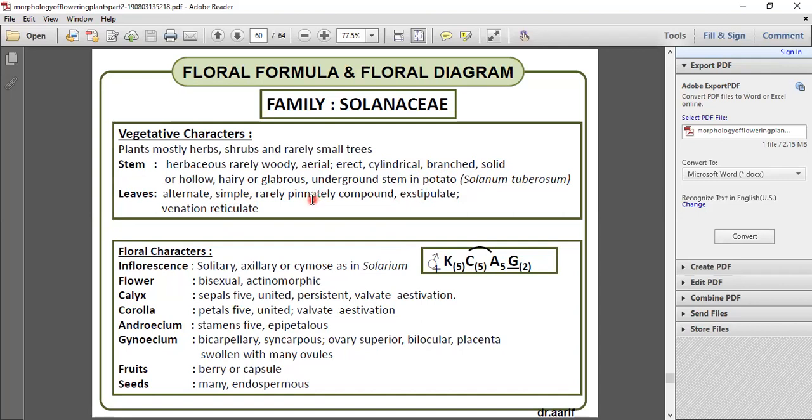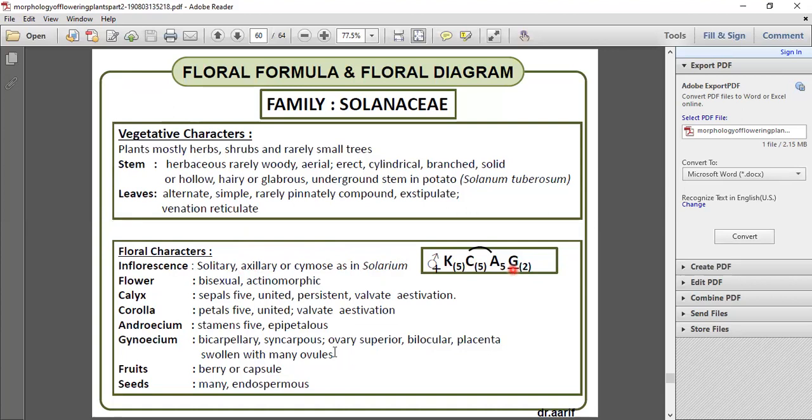So in both cases, Fabaceae as well as Solanaceae, leaves are pinnately compound. And exstipulate, that means stipule is not there. Venation is reticulate. You don't have to remember it separately. Obviously, as it is a dicot, it will have reticulate venation. Inflorescence is solitary. That means either it will be present at the axillary part or it may be cymose as in Solanum. So this is the floral formula.